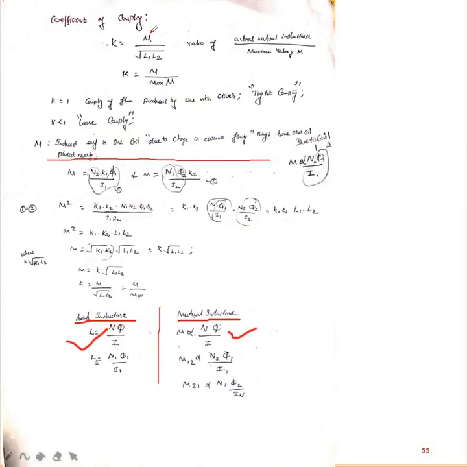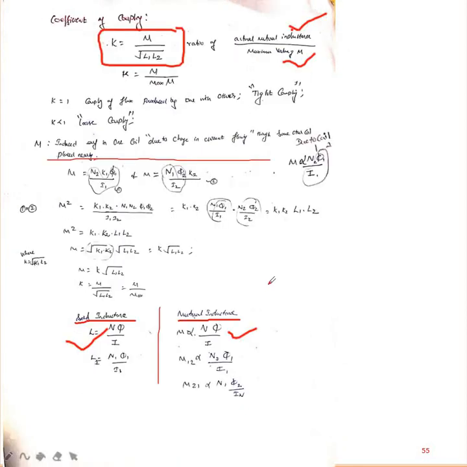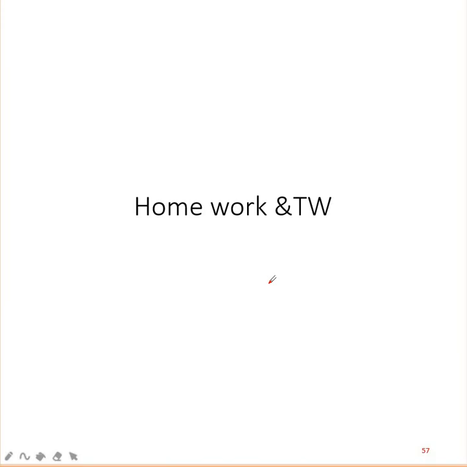Then the coupling coefficient is nothing but this formula: K equal to M divided by the root of M1 into M2, where this is the ratio of the actual mutual inductance to the maximum value of the mutual inductance. This is about the coupling coefficient. I will stop at this point, so the first unit is over.